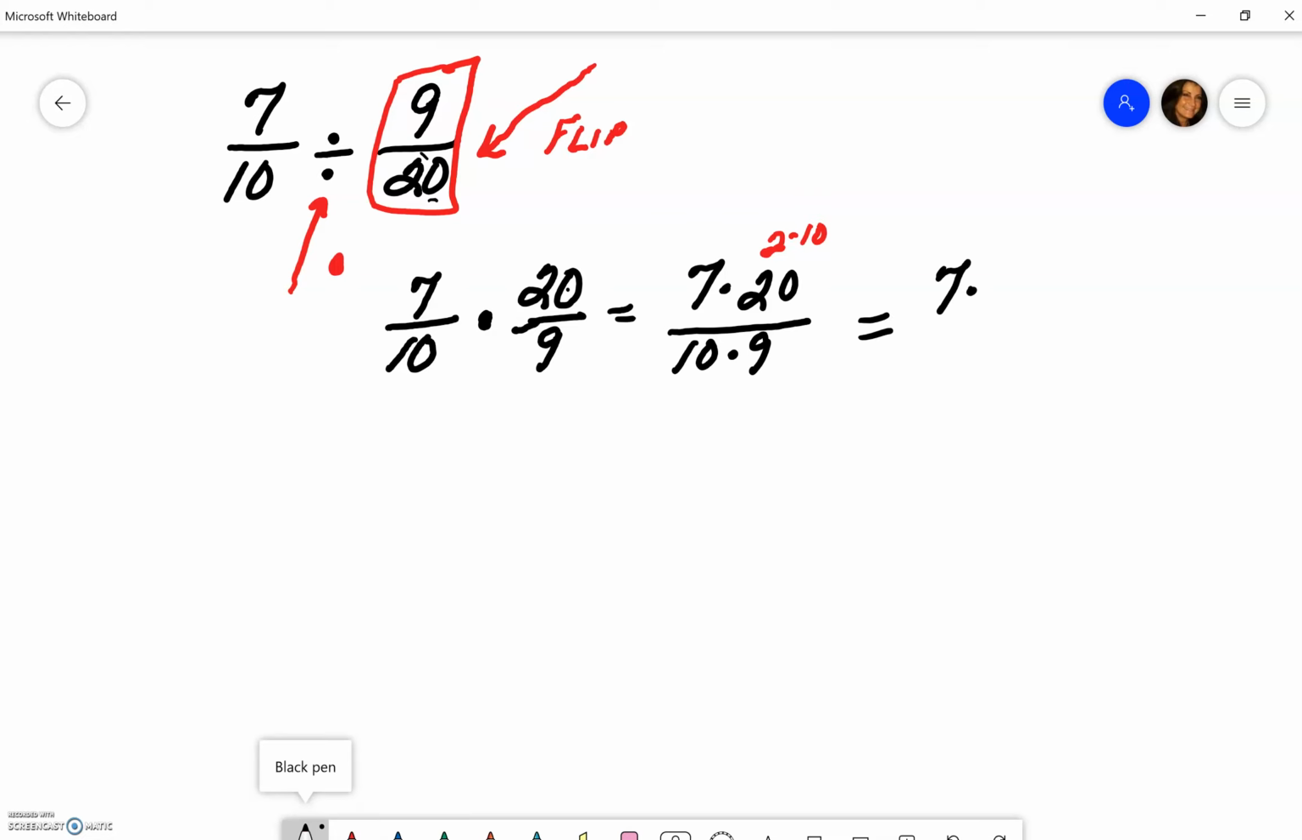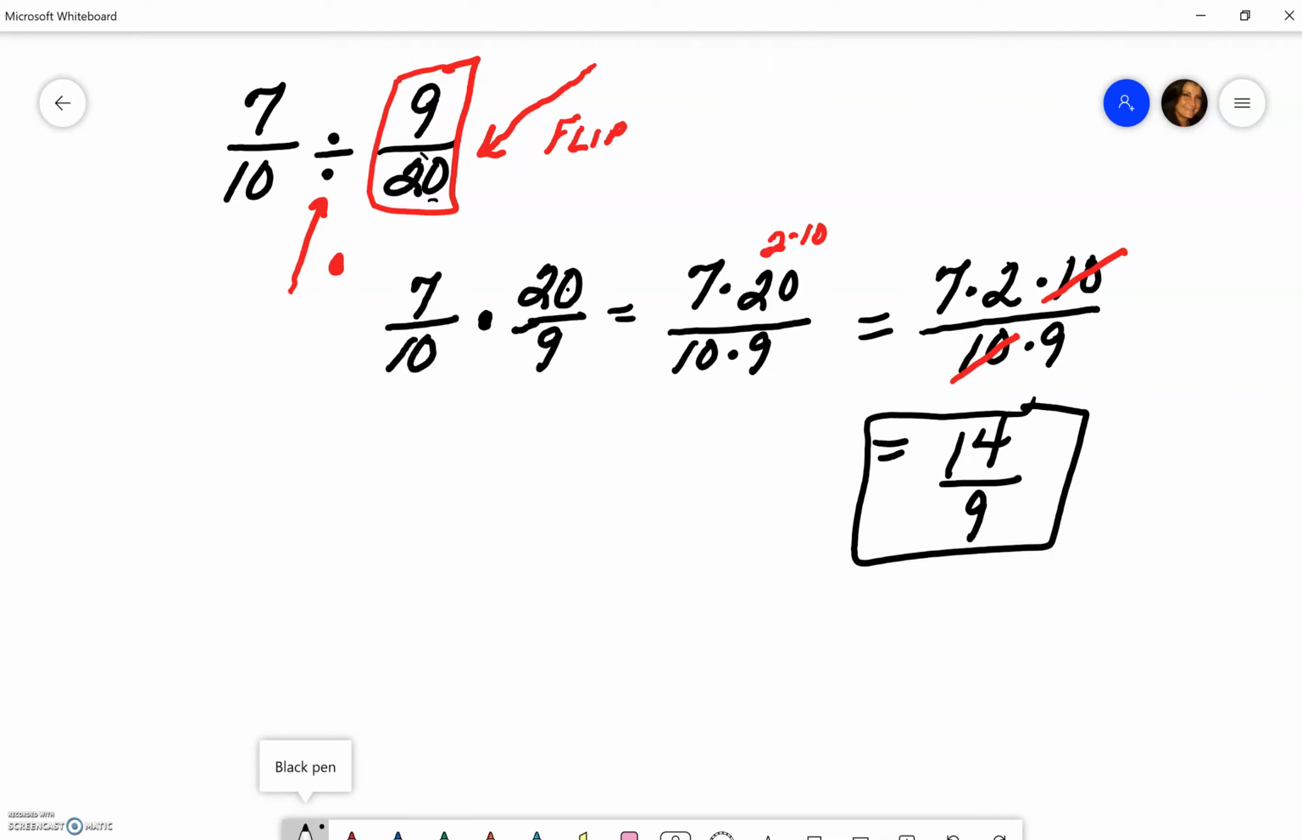So I'll just rewrite it as 7 times 2 times 10, all over 10 times 9. And I can get these 10s to divide out. And I can see I can't reduce this down any further. You're not going to get a 7 or a 2 out of that 9. So I can just go ahead and multiply. And now my answer is 14 over 9. And that's my final answer.